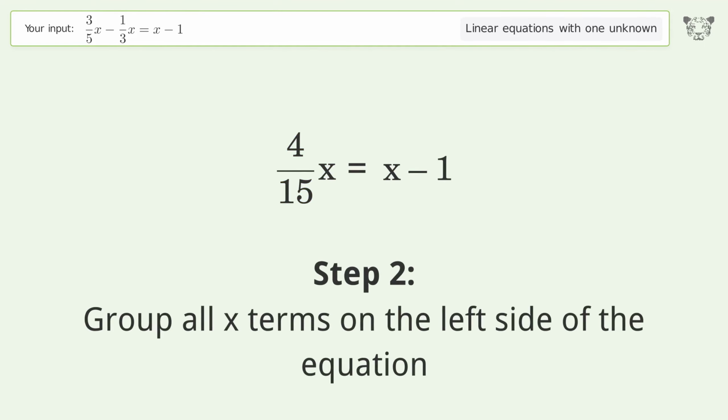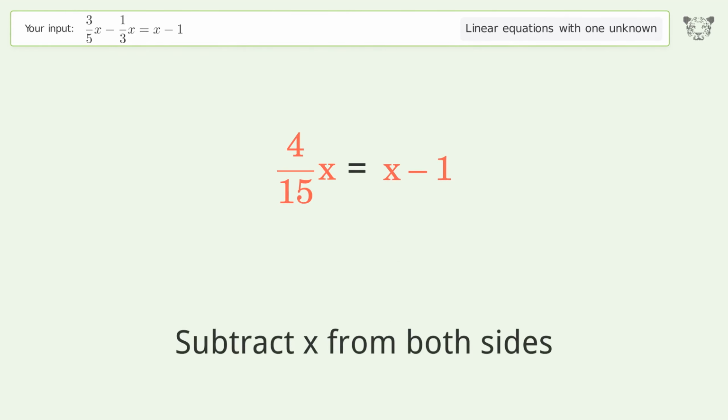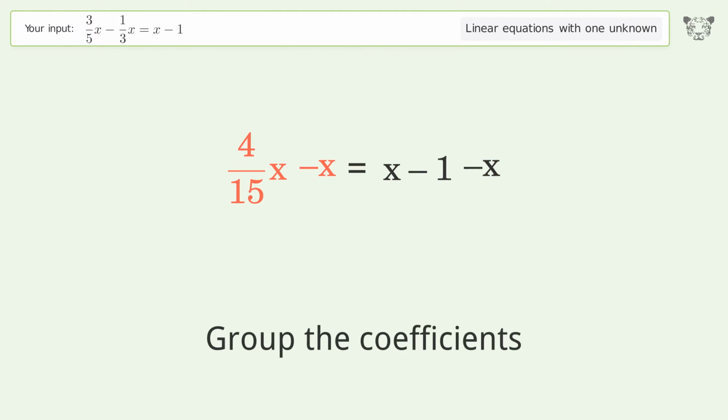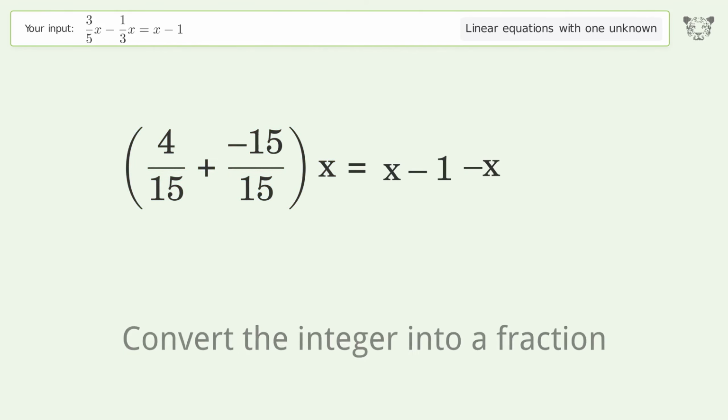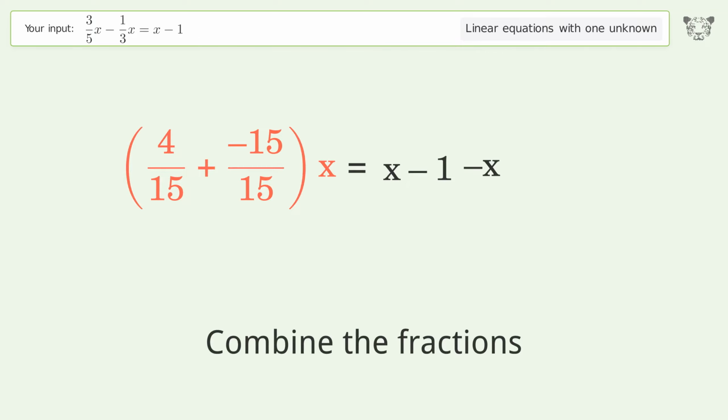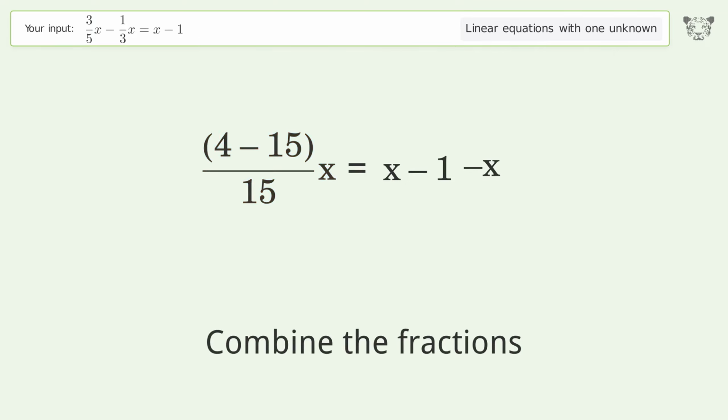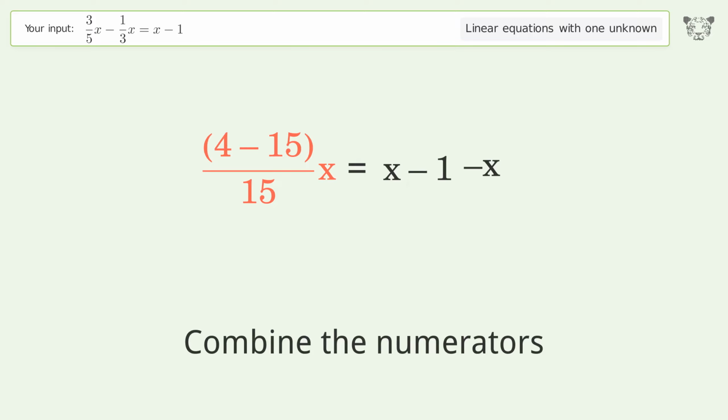Group all x terms on the left side of the equation. Subtract x from both sides. Group the coefficients. Convert the integer into a fraction. Combine the fractions. Combine the numerators.